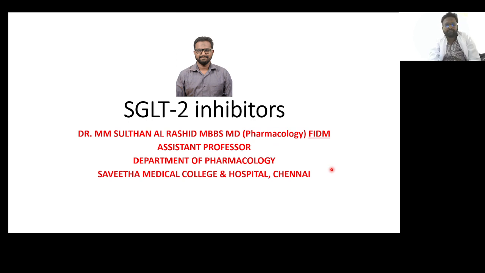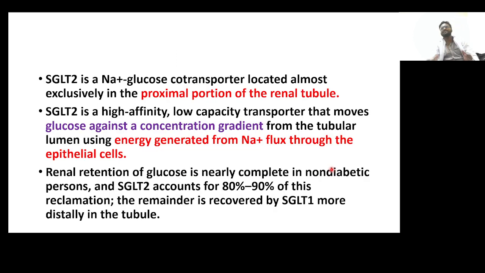Today, I want to discuss one of the important anti-diabetic agents, that is SGLT2 inhibitors. Let's go into the topic. So, what is SGLT2? It is a sodium glucose cotransporter. Where is it located? Almost exclusively in the proximal portion of the renal tubule. So, it is a high affinity, low capacity transporter. So, what is the function of SGLT2?